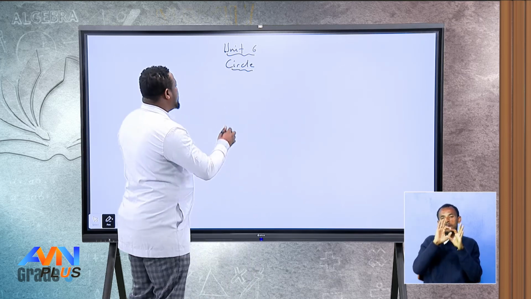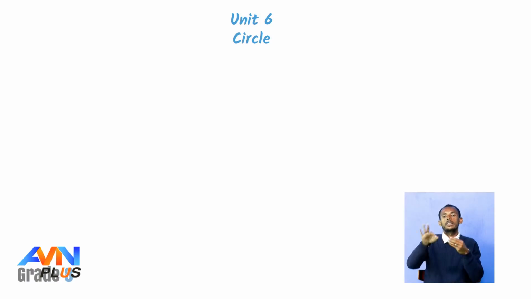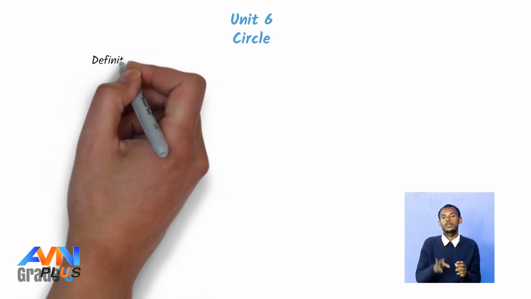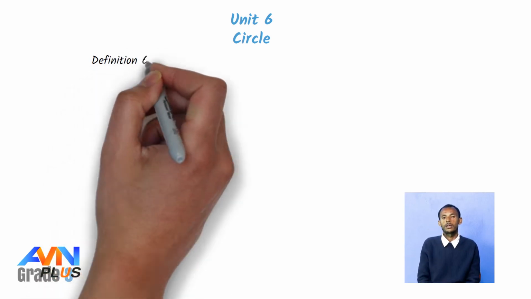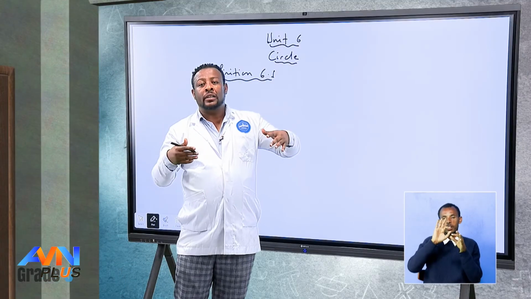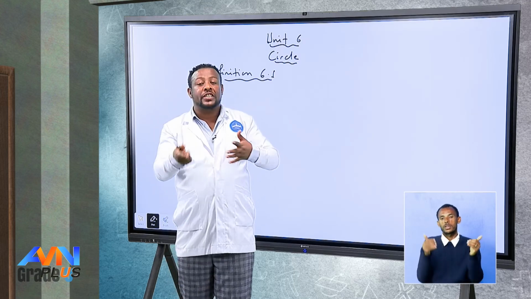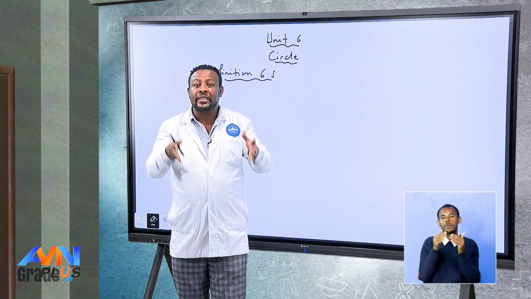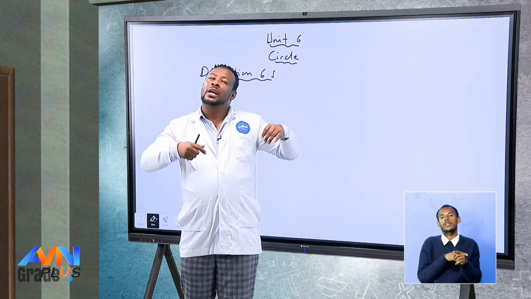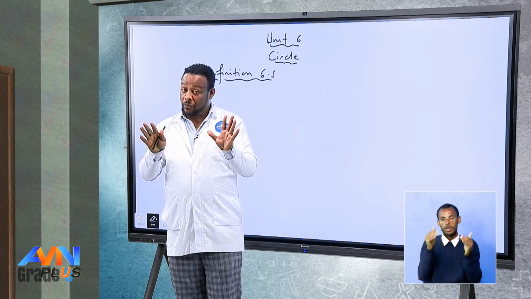Okay, so let us formally start our discussion by defining a circle. Definition 6.1 is about the definition of a circle. We define a circle like a collection of points which are equidistant from a fixed point. Okay, a circle is a collection of points which are equidistant from a fixed point, or sometimes we call it a locus of points which are equidistant from a certain fixed point.